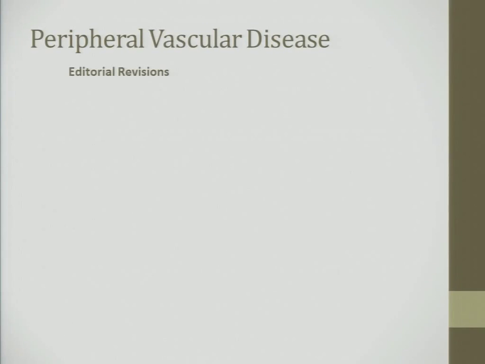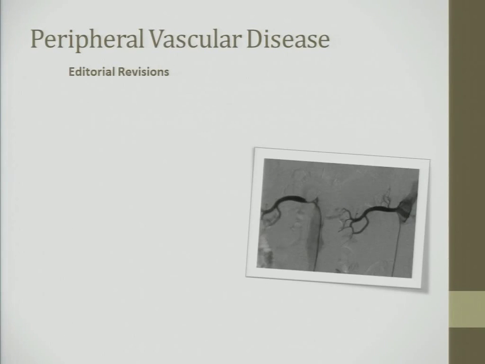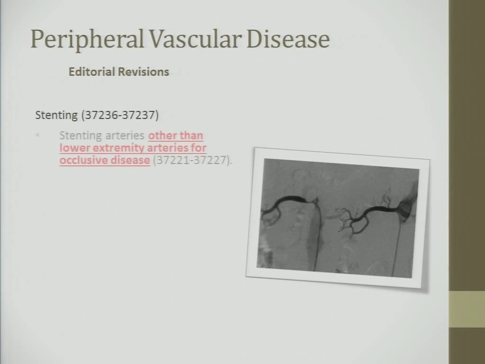Several editorial revisions have been made to the stenting and embolization codes. The phrase "other than for lower extremity arteries for occlusive disease" was added to codes 37236 and 37237 to prohibit the use of these codes when more specific lower extremity codes apply in the 21 to 27 series.